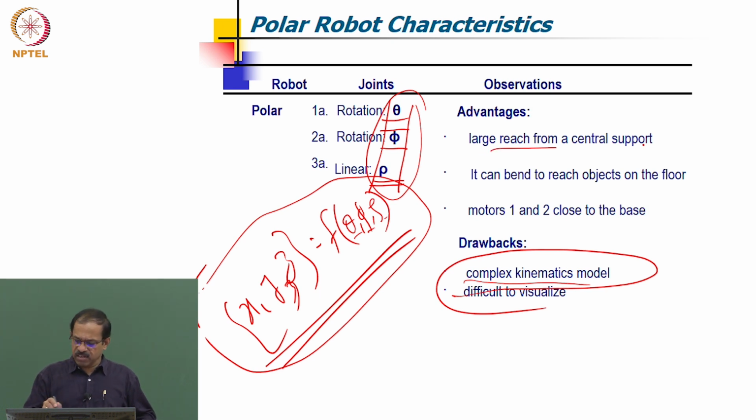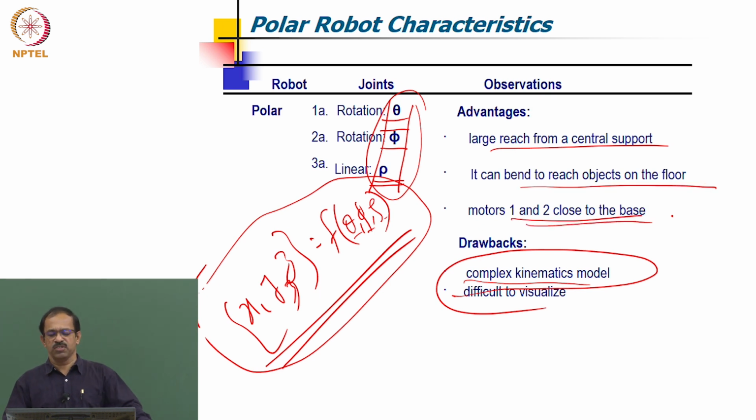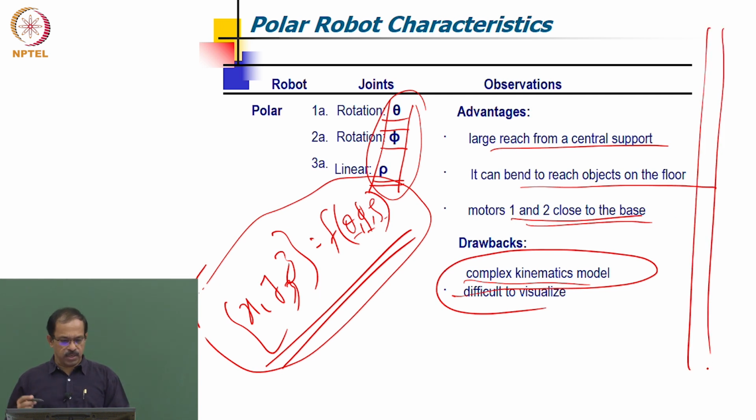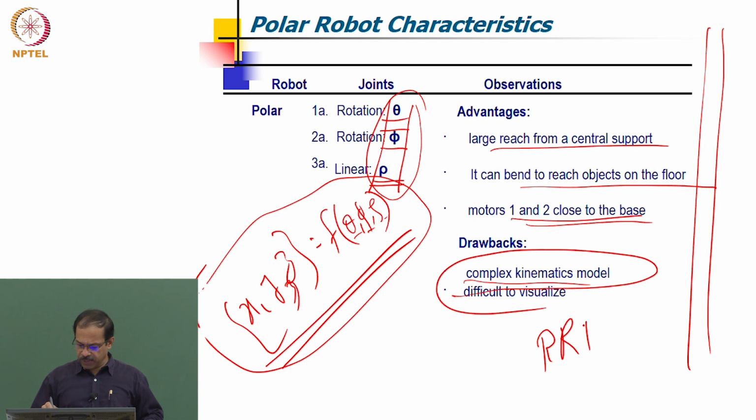And other things like large reach from the central supports, bend to reach objects on the floor, and motors 1 and 2 are very close to the base, so they can actually be positioned in a proper way. You don't get too many mechanical design issues with this kind of robot. So that's about the polar coordinate robots. So this was basically RRP.